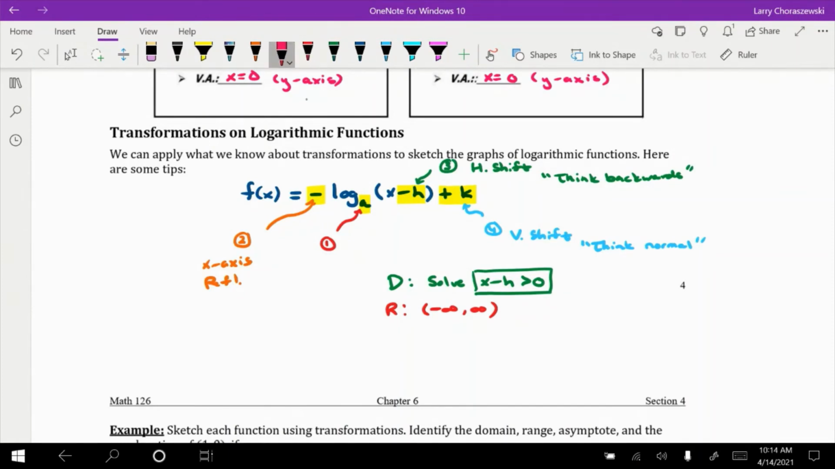The vertical asymptote can be found by solving the equation x minus h equals 0. I'm going to say solve this. And then we'll use our graph to figure out where the x-intercept (1, 0) moves to. All right, I'm not going to give any formulas for that. I'm just going to say use graph.